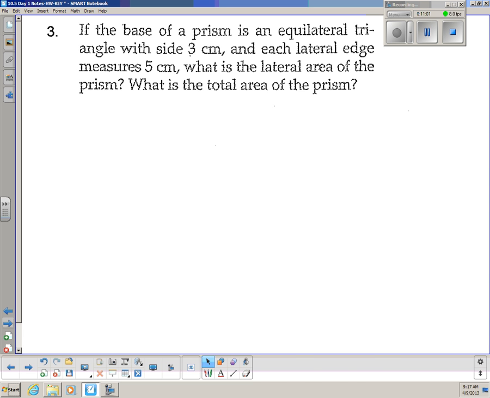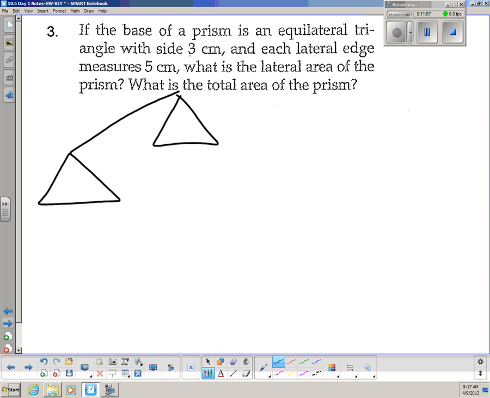So if we draw this thing out, not going to be perfect, but I'll draw a triangle here. I'm going to draw a triangle here, and I'm going to connect top. I'm going to connect bottom. I'm going to connect bottom. So what's happening here is we know that the sides happen to be 3. And we know that the lateral edge from triangle to triangle is 5.